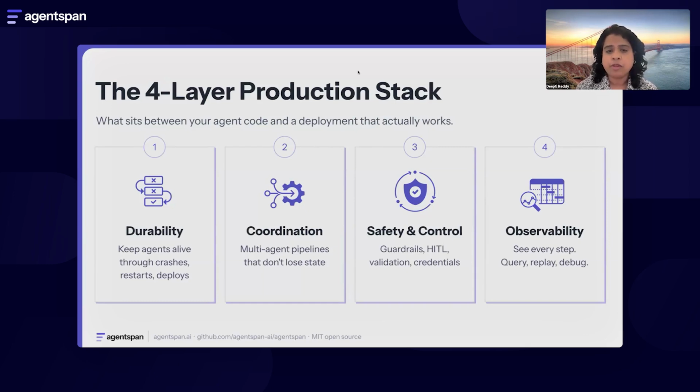Observability. Here we provide a full audit trail. Every step is queryable and replayable. When something breaks, you can see exactly what happened. So these are the 4 layers, and let me walk you through each one quickly.